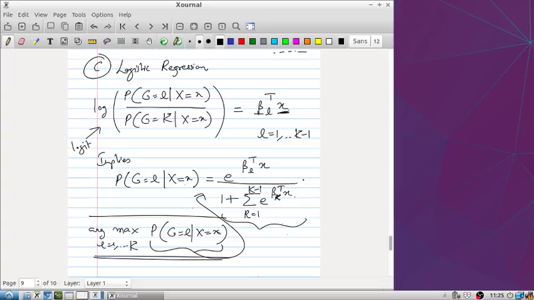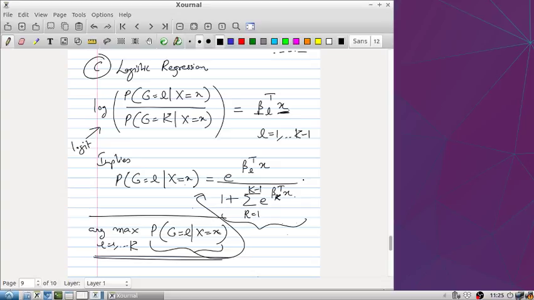Right. Any questions about logistic regression? So this you must have seen in the other class. So let's see what is the inconsistency between what you have seen in the other class and here. Do you remember what you learned? Did you look at 2-class logistic regression or k-class logistic regression?